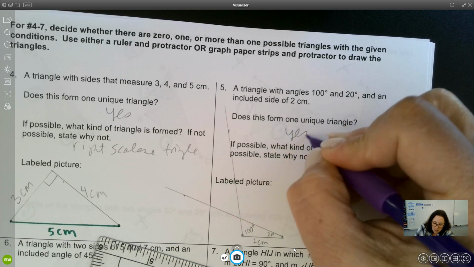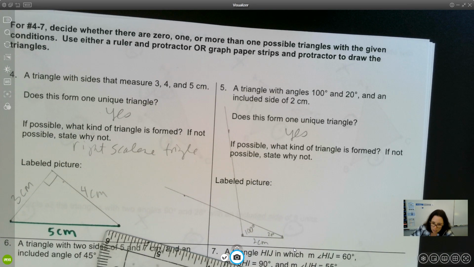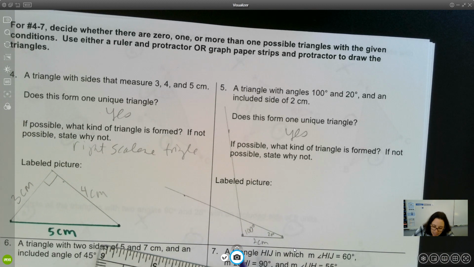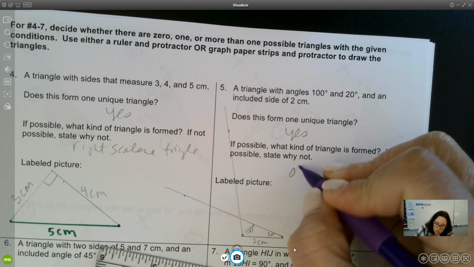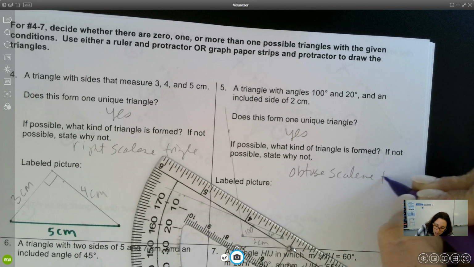So yes. All right, I can see that I have different side lengths. If you need to measure them, then do it, but I can see they're different. And then I also know that this is bigger than 90 degrees, so it's obtuse. So I've got an obtuse scalene triangle.